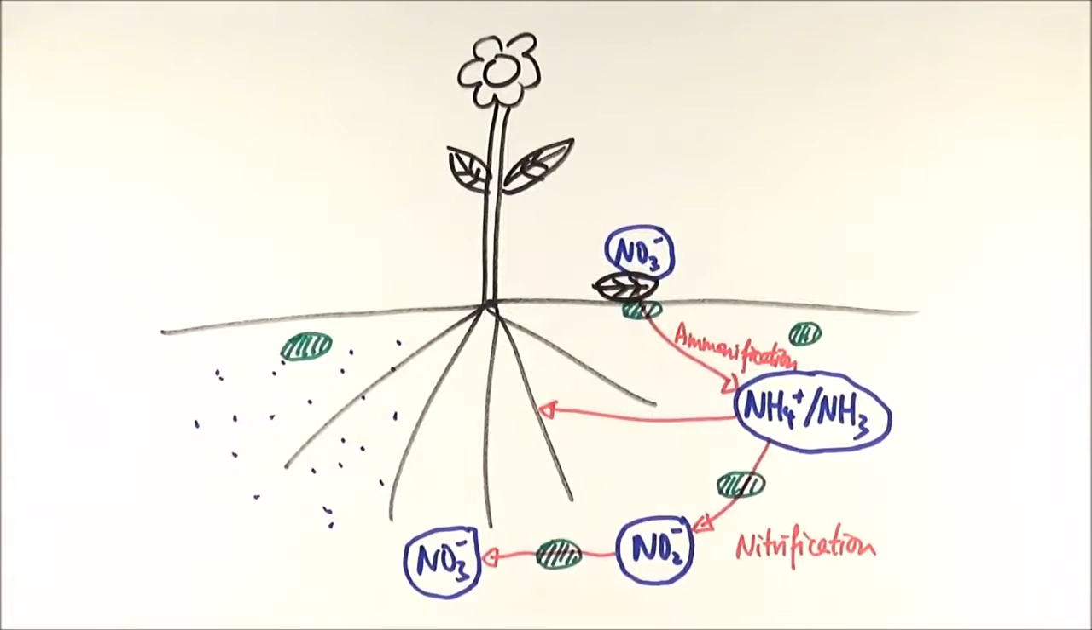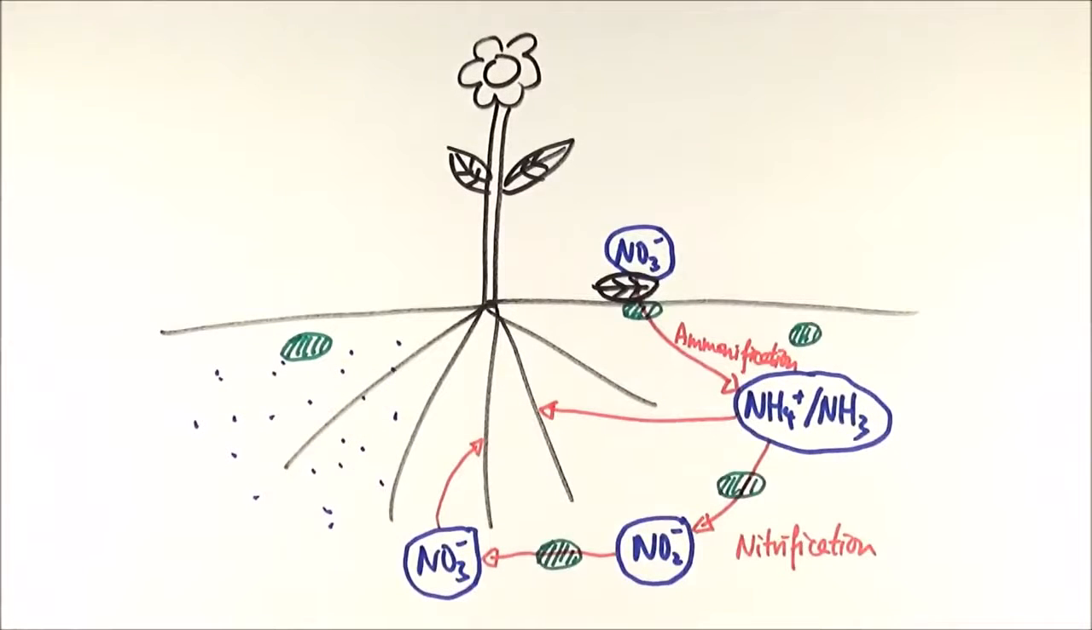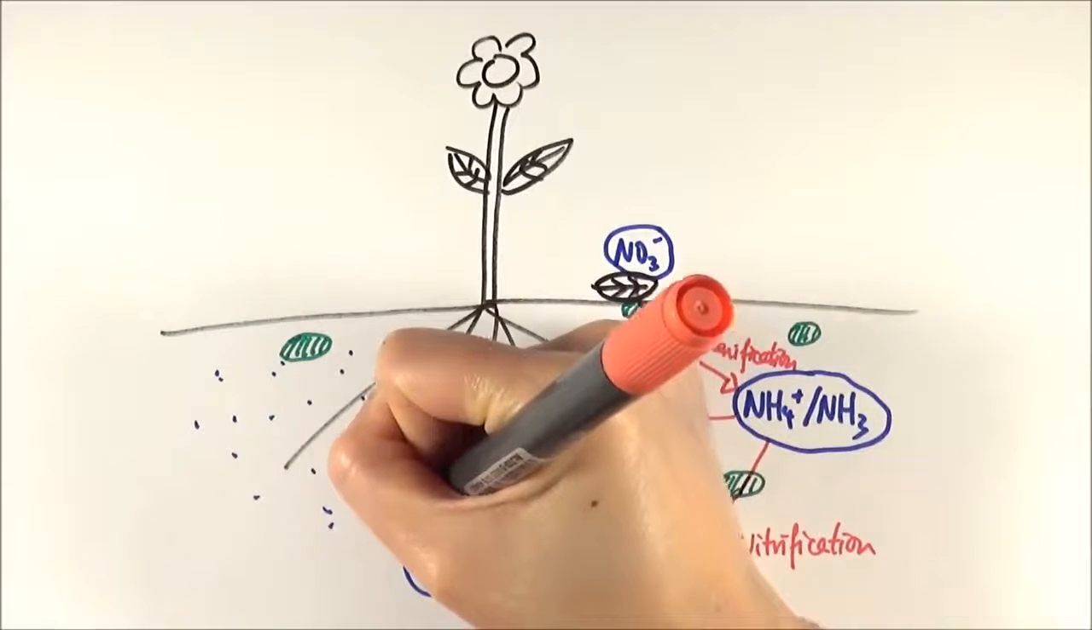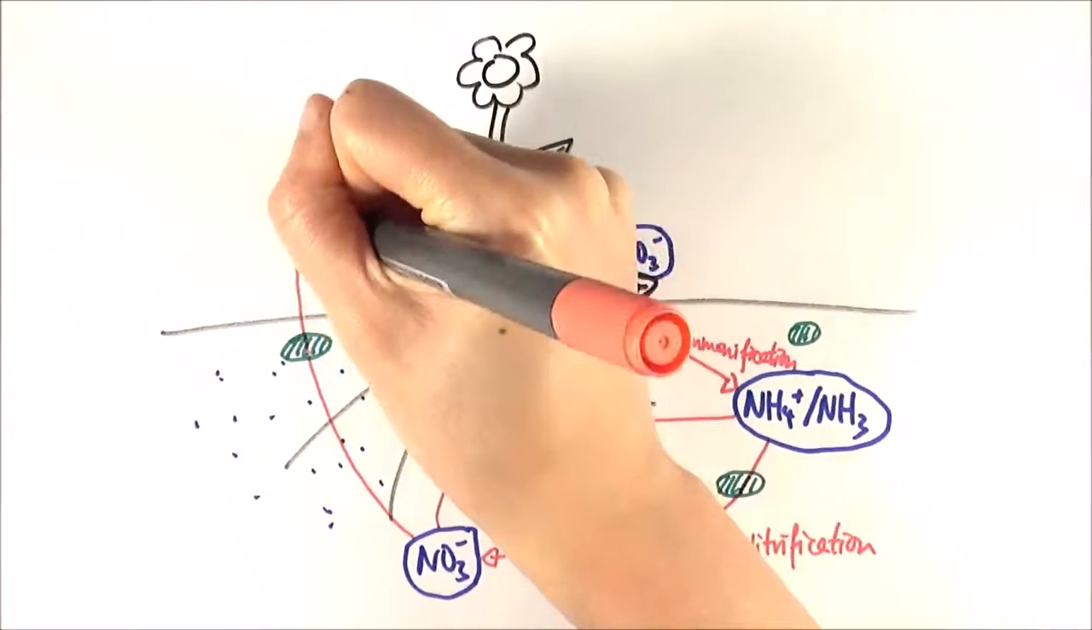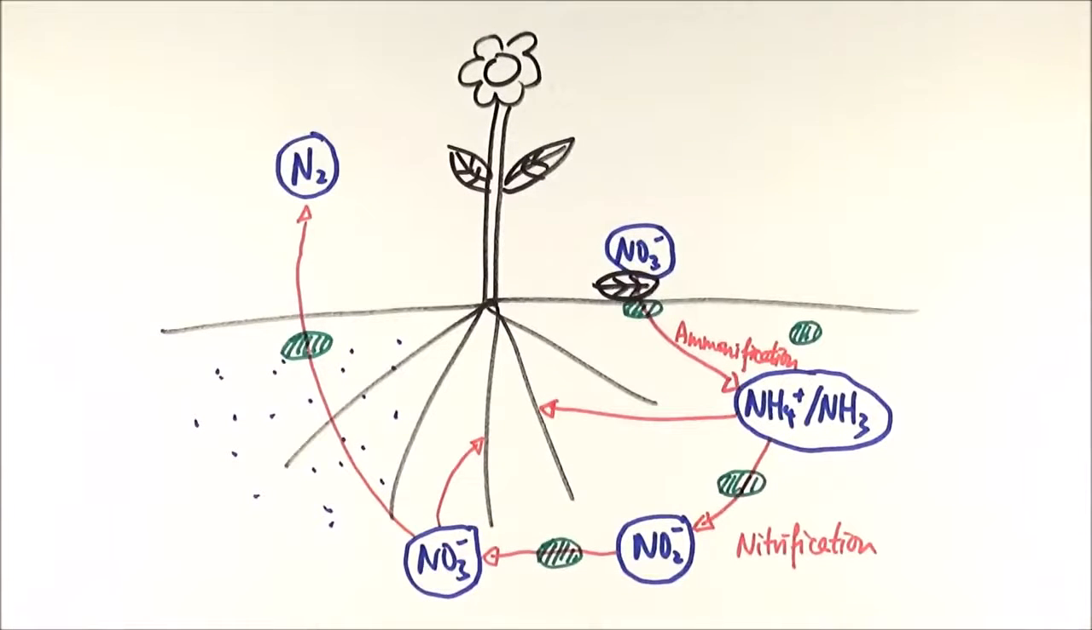Then the nitrate can either be absorbed back into the plants through the roots, active transport most likely, where they get taken in using energy, or it can be converted into nitrogen gas through another bacteria, which is called denitrifying bacteria, such as Pseudomonas. Now it's important to keep in mind that, apart from the fact that we need Pseudomonas, this reaction occurs under anaerobic conditions.